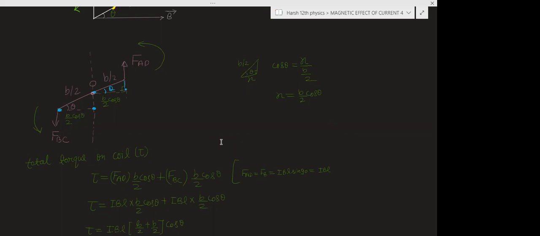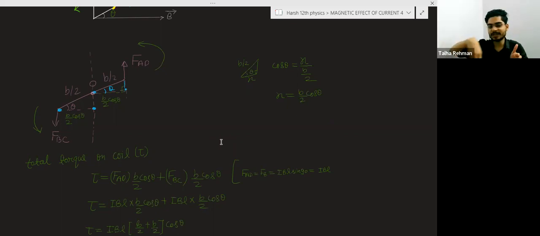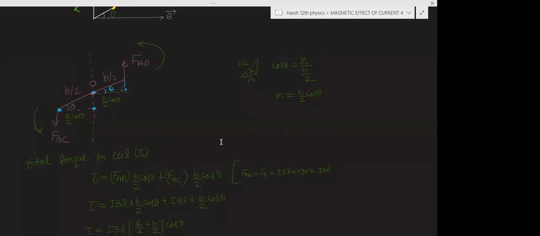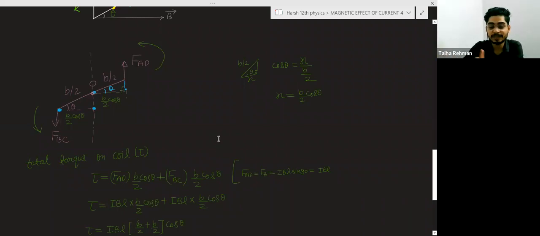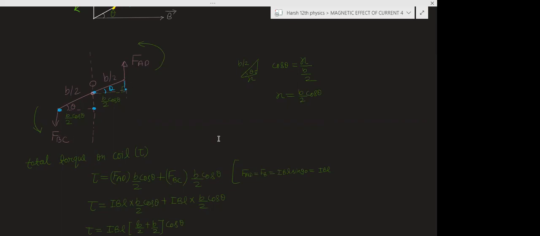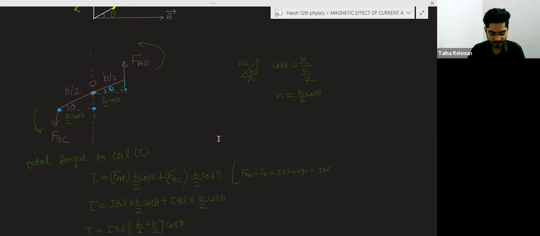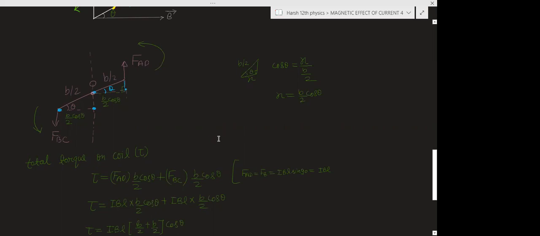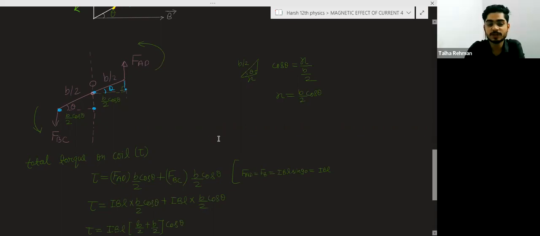Whenever you are placing the coil in the magnetic field and there is some current in the coil, that coil will try to rotate. Because of the torque, the coil will rotate. This same concept is used in that galvanometer. So the principle of the galvanometer is that whenever you place a current carrying coil in a magnetic field, there will be torque created. This is the whole explanation of that torque on this coil when you place it in the magnetic field.